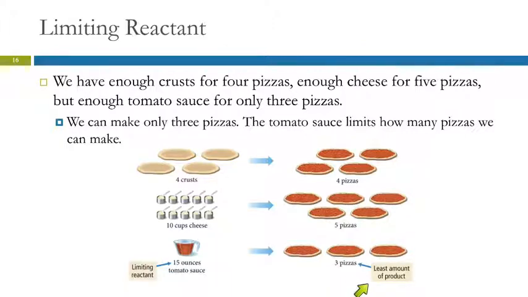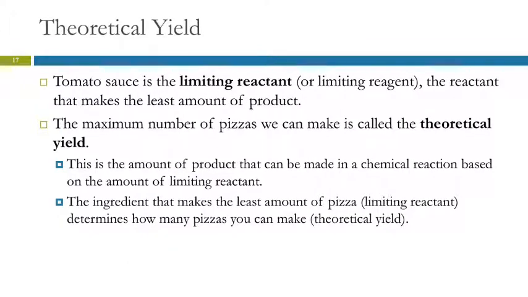This least amount of product is what we call the theoretical yield. If everything works like it's supposed to, that's how many pizzas we're going to make. So tomato sauce we would call the limiting reactant or the limiting reagent. It's whichever ingredient makes the least amount of product. The maximum number of pizzas that we can make is the smallest of all those numbers we calculated. That's called the theoretical yield.